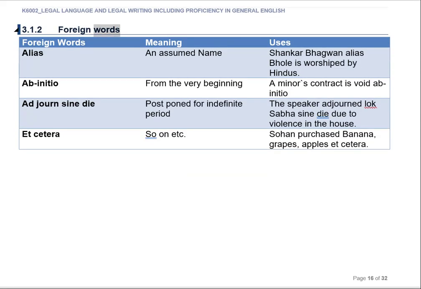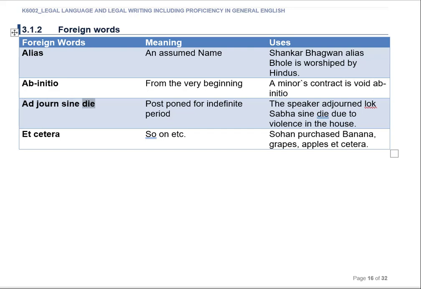Foreign words. Meaning. Uses. Alias. An assumed name. Shankar Bhagwan alias Bola is worshipped by Hindus. Ab initio. From the very beginning. A minor's contract is void ab initio.